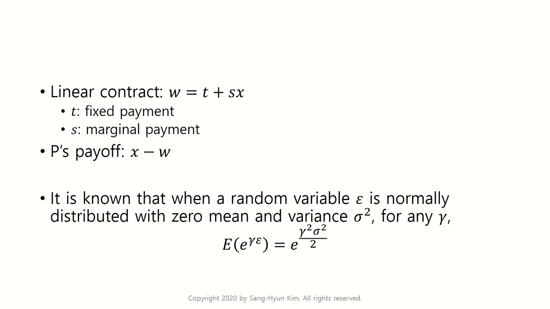And we are considering a linear contract, so the wage is linear in X: T plus S times X. T is the fixed payment, S is the marginal payment, and the principal's utility is linear, so the principal is maximizing just expected profit, X minus W. X is the revenue, W is the cost, so X minus W is the profit.